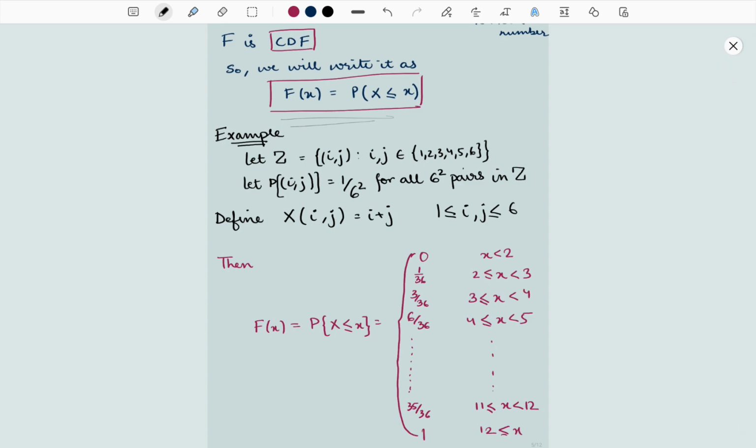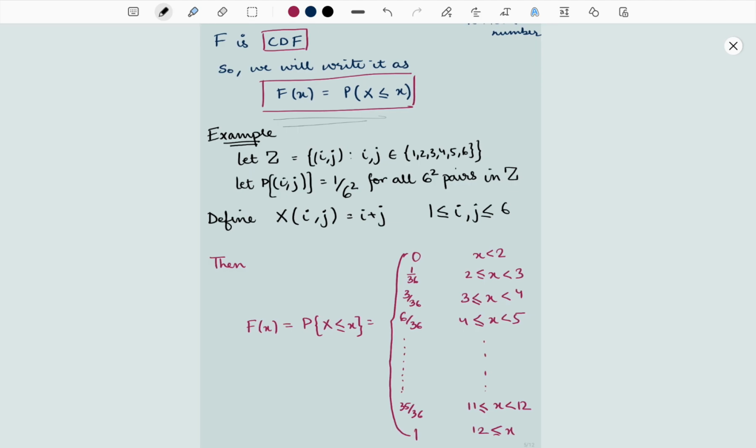Now let us come to an example. Let the sample space have pairs ij, where i and j belong to 1 to 6. It is just a dice. A dice is thrown twice, and the probability of the ith and jth outcome will be 1 by 36 for all 36 pairs. It means that when a die is thrown, there are equally likely outcomes. So we define a random variable X as i plus j, where i varies from 1 to 6.